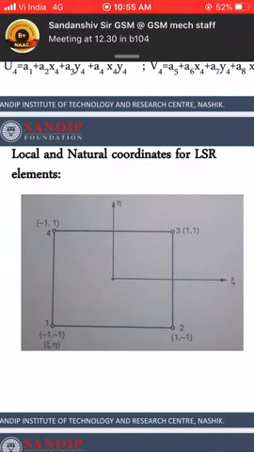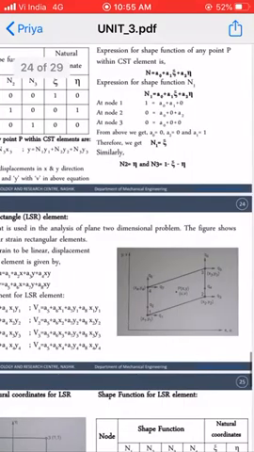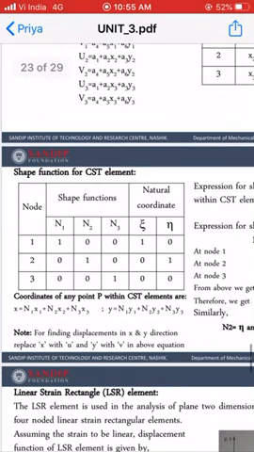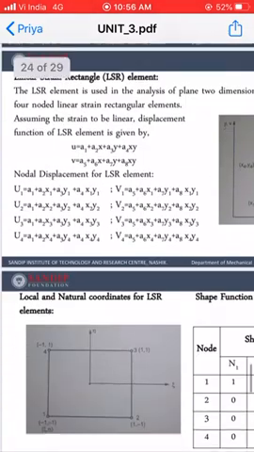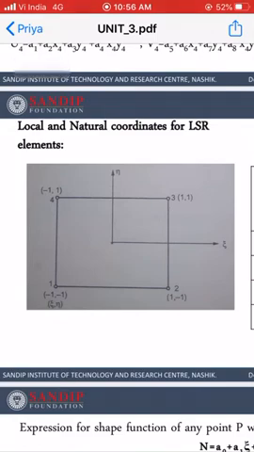So in the CST element, as we know, the natural coordinates zeta and eta we have written as, for this CST element, for node 1 zeta is equal to 1, eta is equal to 0, for node 2 zeta is equal to 0, eta is equal to 1, and for node 3 both values are 0. So we need to write down now the natural coordinates for the LSR element. Now for the LSR element the natural coordinates can be written as, this is the natural coordinates.